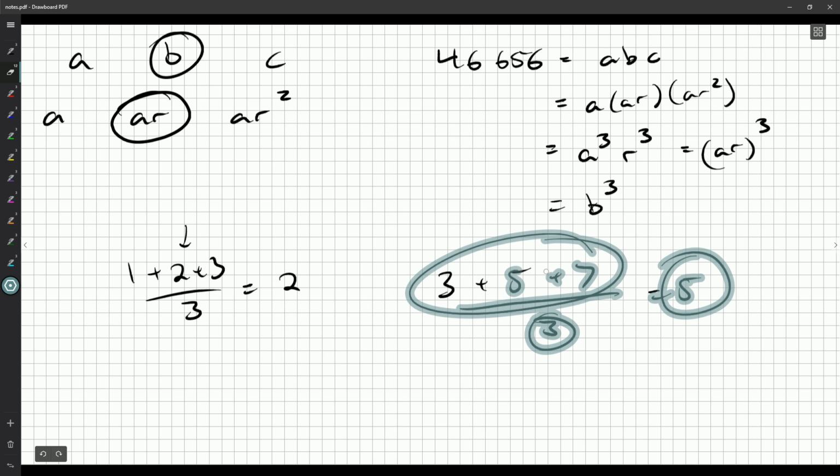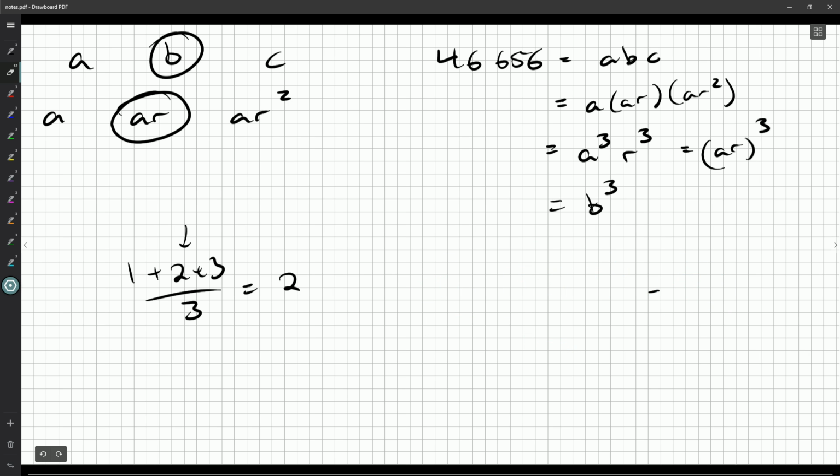It turns out for geometric sequences, which A, AR, and AR squared are, you don't get the same sort of thing when you add, but if you multiply these 3 terms, it's always the cube of the middle term. And this is something I know because I've worked with arithmetic and geometric sequences a fair bit. So I was instantly drawn to this because I knew that it's always going to be related to that middle term.